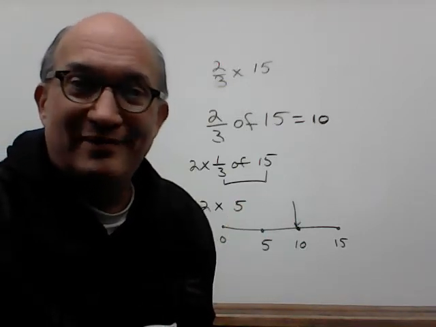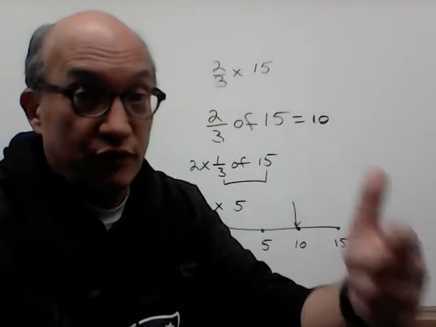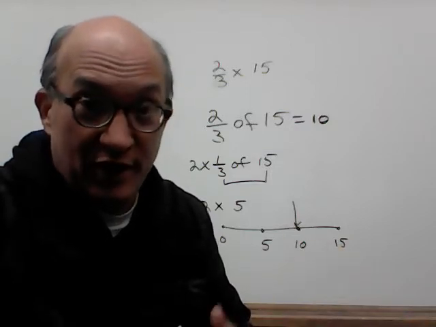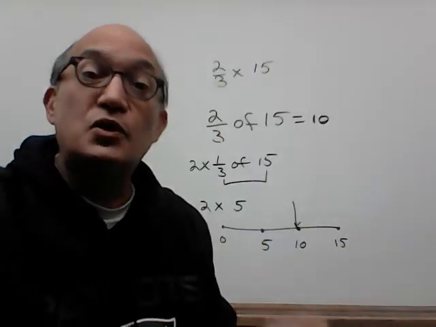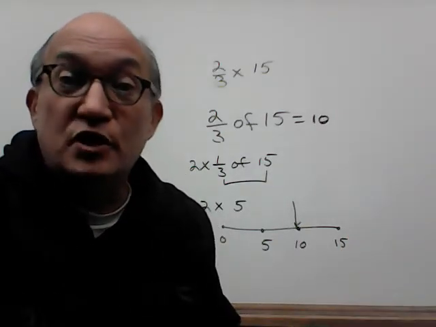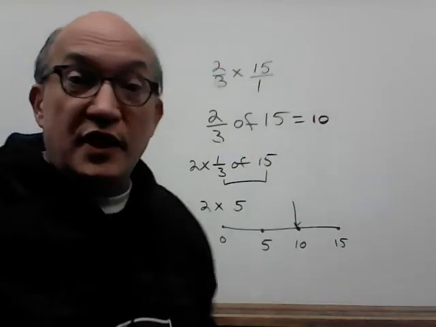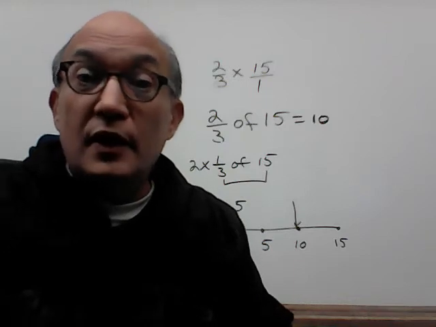Put a 1 under it. You could actually say that 15 is 30 halves, or 45 thirds, or 60 fourths. There are an infinite number of ways of representing any number. The easiest way to make 15 look like a fraction is to put a 1 under it. 15 over 1, 15 divided by 1, 15 ones is 15.